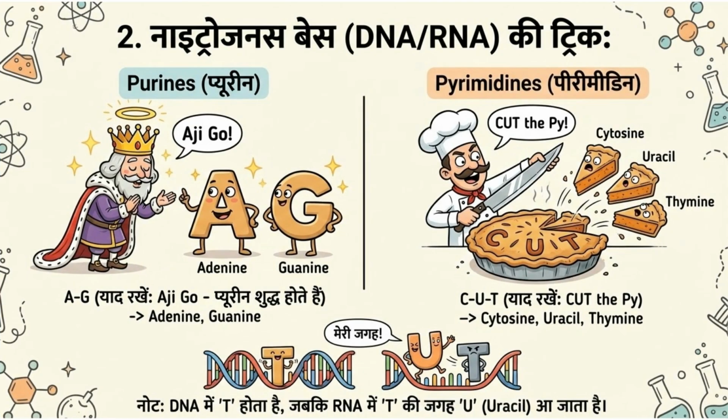Another trick is for nitrogenous bases in DNA and RNA. Purines are AG, adenine, guanine. Pyrimidines are CUT, cytosine, uracil, thymine. Note that DNA uses T, but RNA replaces T with U, uracil.